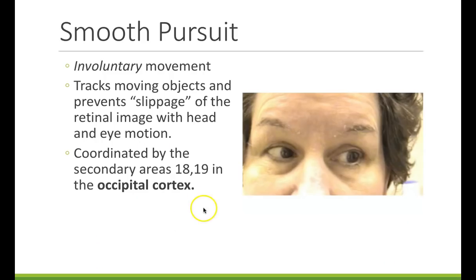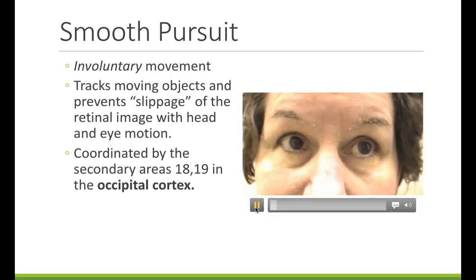Smooth pursuit is a voluntary movement, and we don't naturally create any sort of smooth pursuit. We do it because we are tracking an object. It's trying to keep the retina on whatever image you are trying to follow, and the idea is that it keeps the eyes on whatever you're looking at and prevents slippage back or forth. This is coordinated by the occipital cortex in the secondary areas 18 and 19.